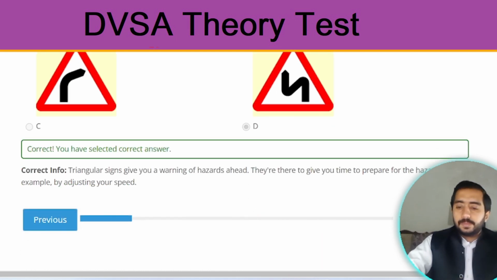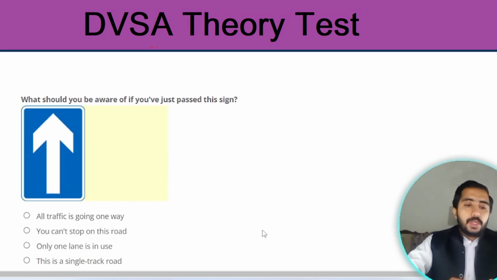Next question. What should you be aware of if you just passed this sign? This sign means that all traffic is going in one direction. Option A is the correct one.